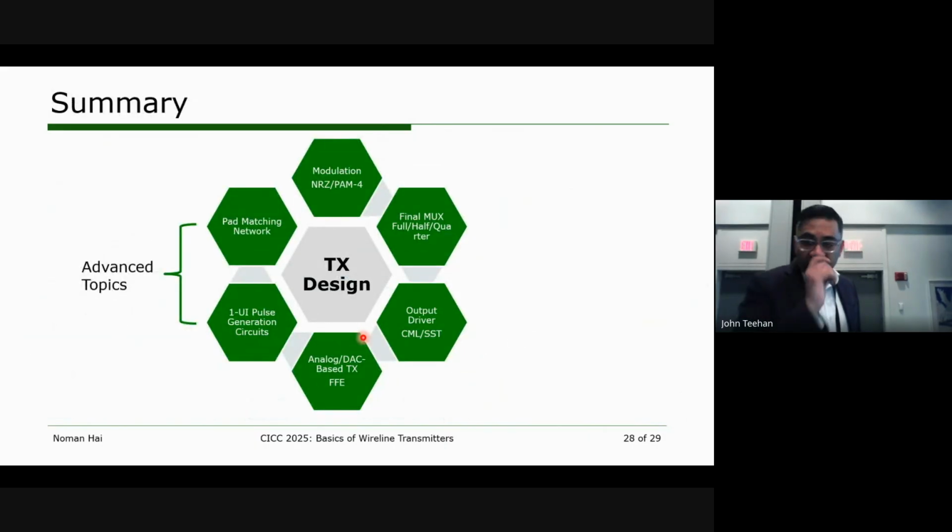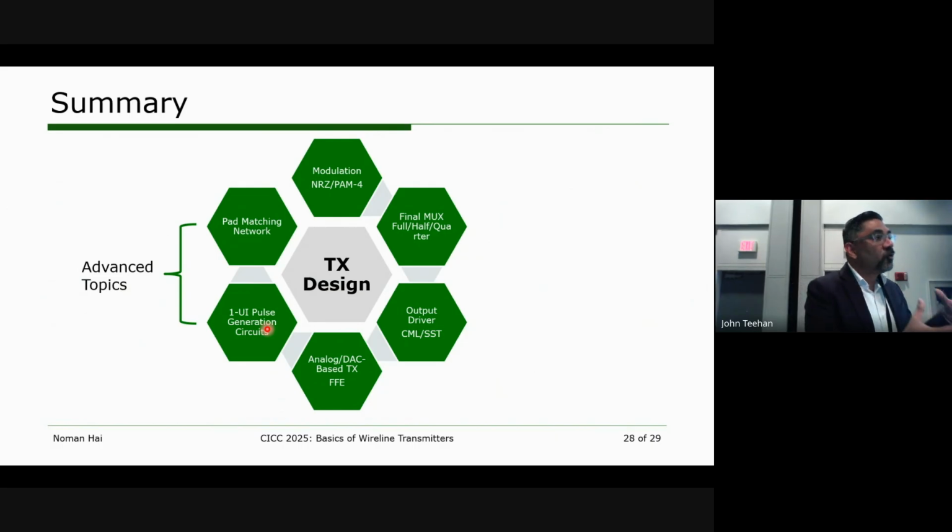So this is a summary of my slides again. I talked about 4 or 5 topics, but there are 2 advanced topics, about pulse UI generation and the pad matching network. And these are very active areas of research. If you go, I would encourage everybody to go into grad studies. And when you go into grad studies, go into transmitters as well.